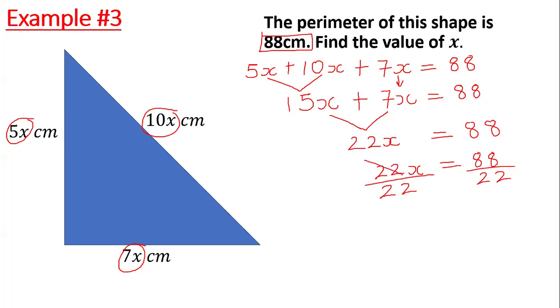We cancel this with that. So we have x is equal to, what is 88 divided by 22? 4. Very good. So that's how I got 4. Anyone else got 4 besides me? Yeah, 4. Yes, sir.